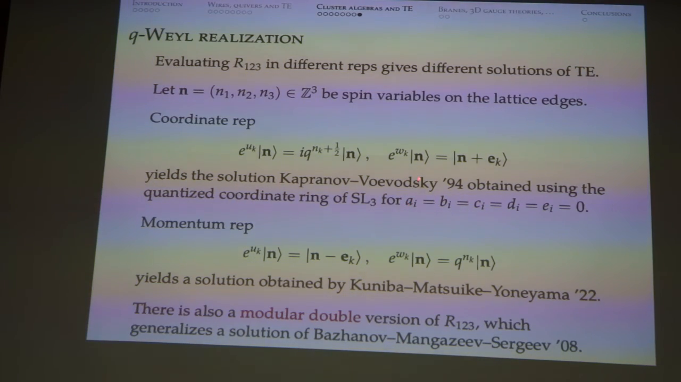Okay? And moreover, our solution has more parameters. If you set all of those parameters to 0, you reproduce this solution. So probably this is one of the most well-known solutions of the tetrahedron equation.